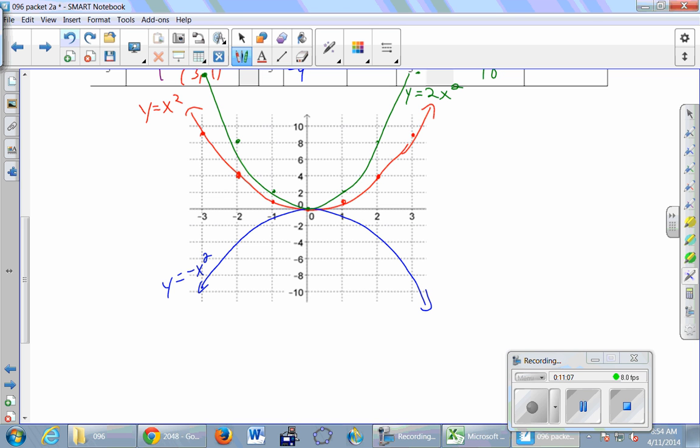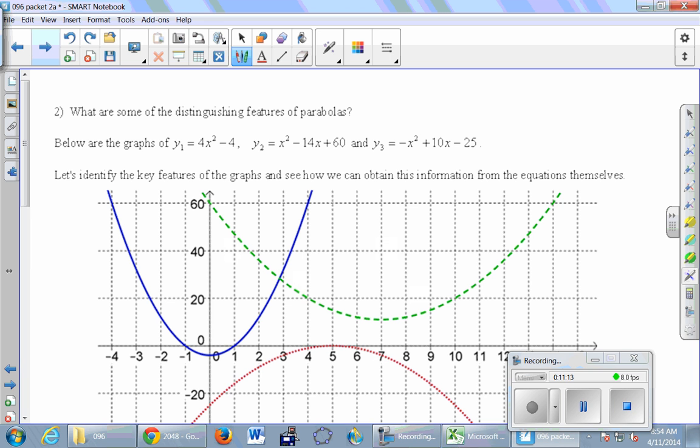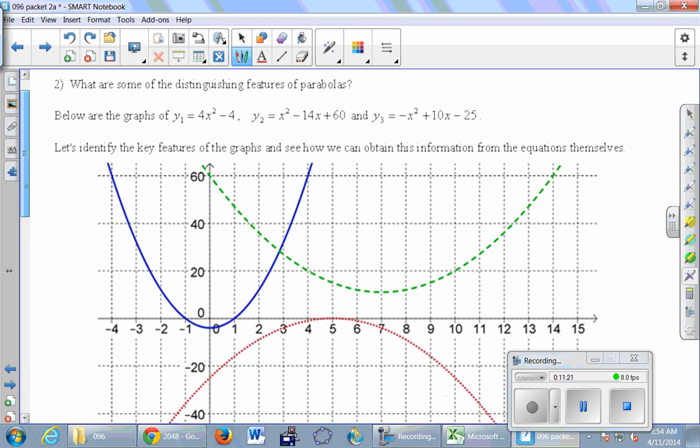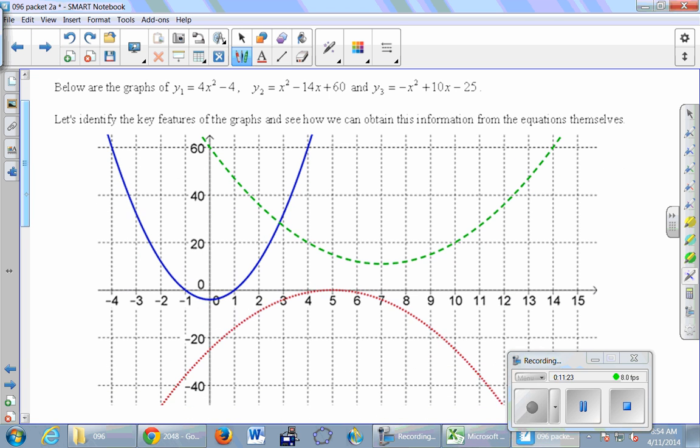Okay. All right. So these are some very basic parabolas. On the next page, we're going to look at some not as basic parabolas. And we're going to talk about some of the distinguishing features of these curves. So down here, I've got 3 different graphs. Now, it's going to be easier to look at the board and look at the colors, but I tried to give you a solid one and a dashed one and a dotted one. So even in the black and white copy, you could still tell them apart.